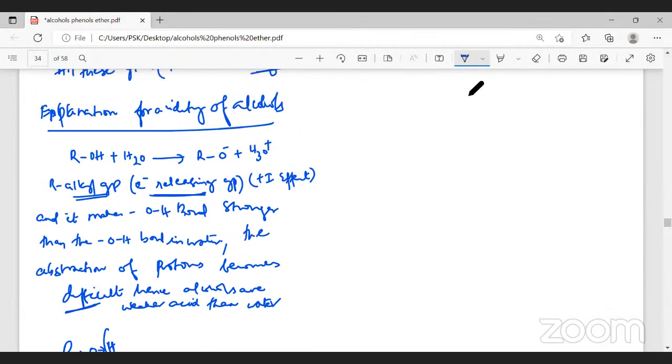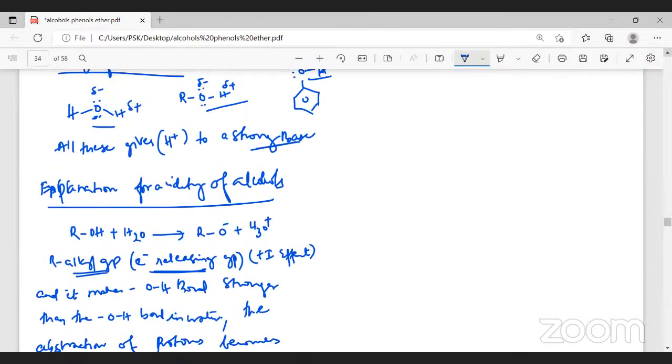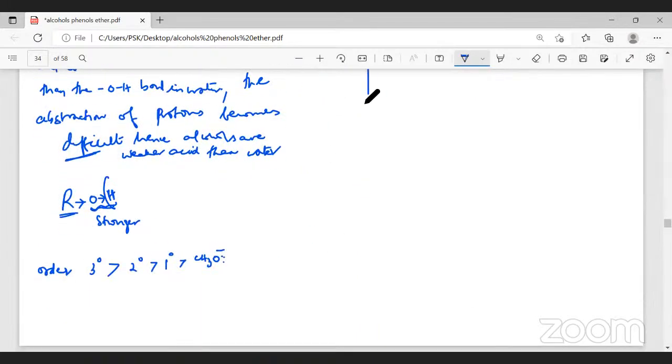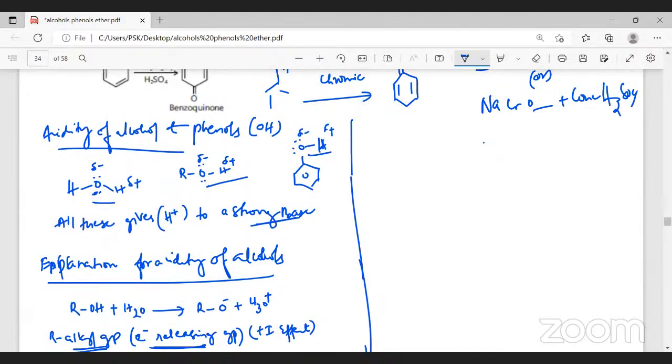Now we have to compare the acidic strength of alcohol with phenol. Is that followed so far? Alcohols, water, phenol: all three are acidic in nature, but alcohol is much weaker than water, because in case of alcohol, R groups are electron donating groups. Since R groups are electron donating, the OH bond becomes stronger. Therefore, the molecule will not release H plus ions easily.